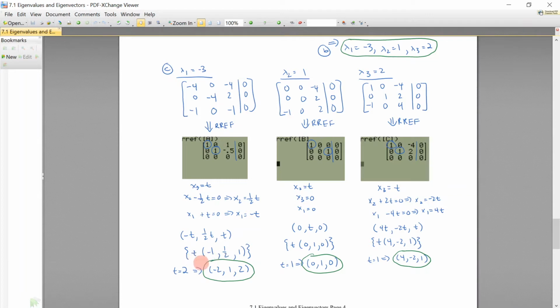So basically this means that for any multiple t, you get an eigenvector. I chose t equals 2 here, but I could have chosen t equals 1, t equals 3, so any real number t. And so this forms a one-dimensional subspace. Similarly here, for any value of t, as t varies, this forms a one-dimensional subspace. And here, as t varies, this forms a one-dimensional subspace. So this is what's called the eigenspace for the particular eigenvalue: this is the eigenspace for this eigenvalue, this is the eigenspace for this eigenvalue, and this is the eigenspace for this eigenvalue.